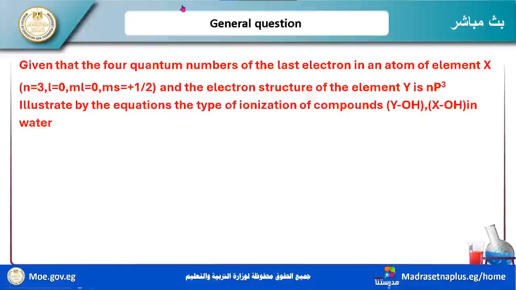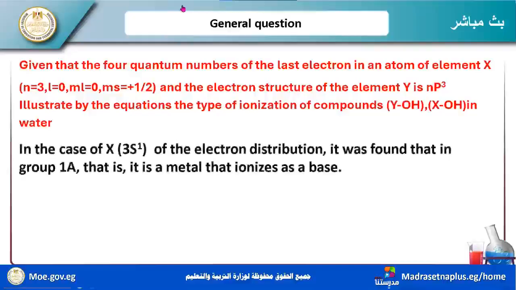Now, the question gives me four quantum numbers and the electronic configuration. In this case, X equal to 3s1. How can you know that? 3 is the principal quantum number, l equal to 0, ml equal to 0. Okay, this is 3s1.